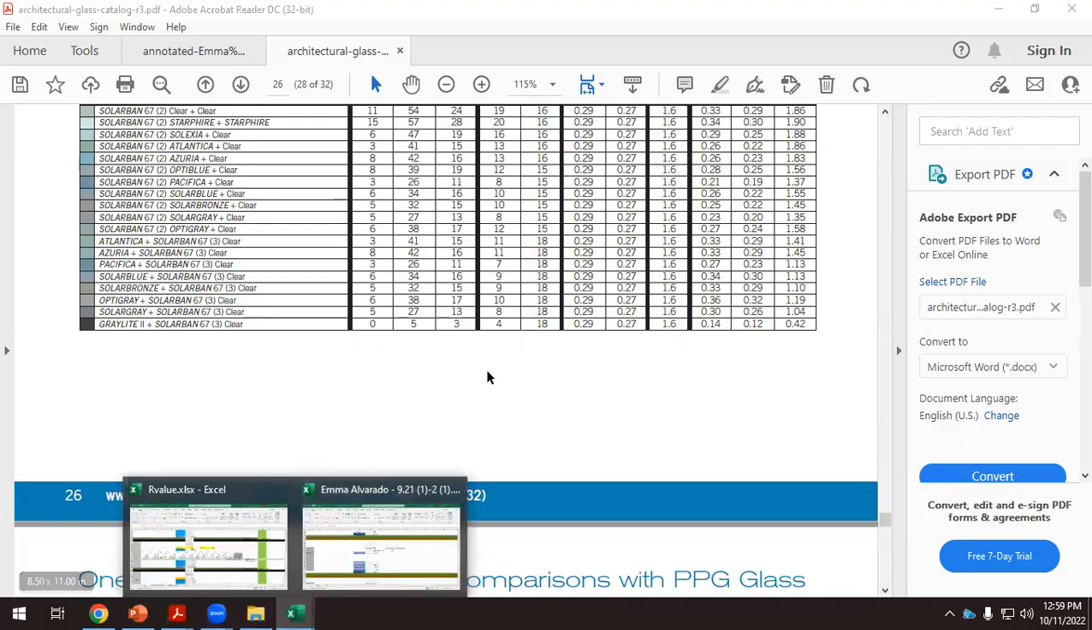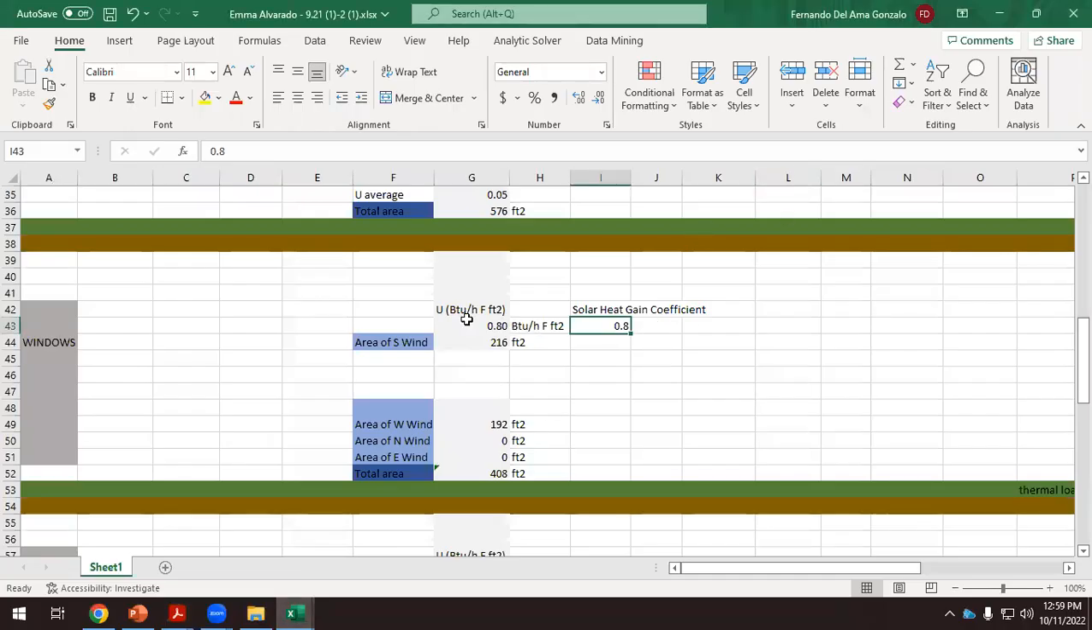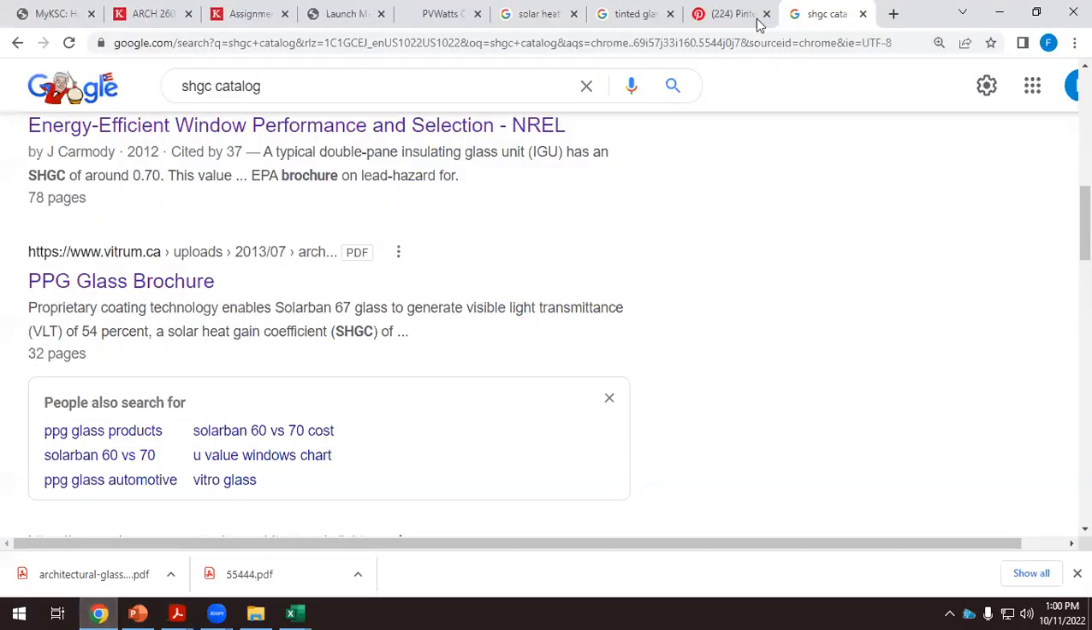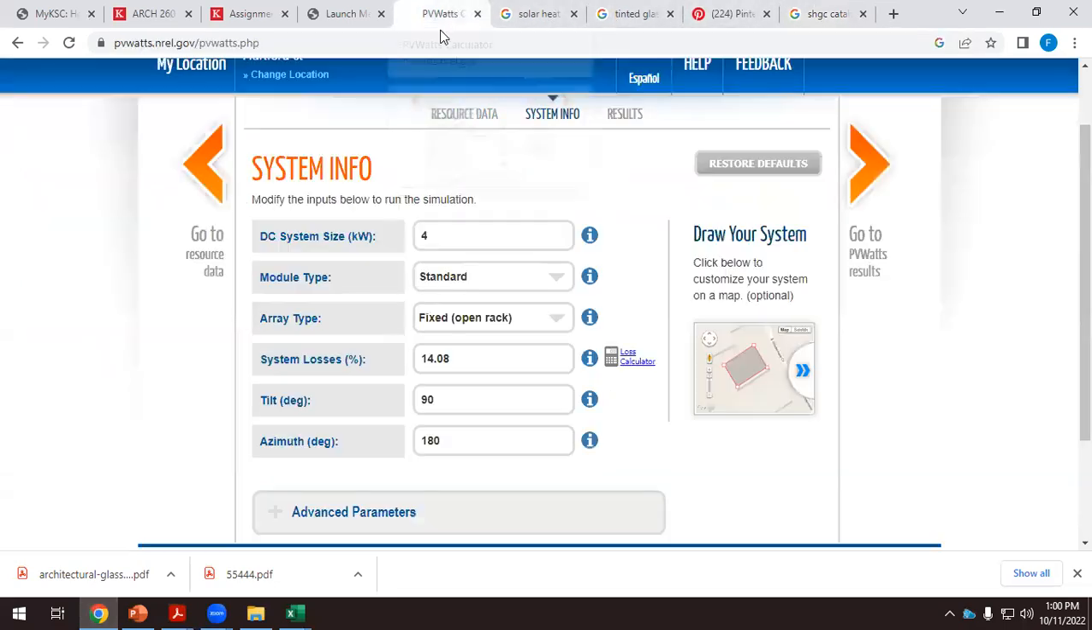So once we have decided in this catalog what kind of glass we are using, we type here the U value, we type here the solar heat gain coefficient, and then the area. The area is the area of our building, of our south facade. But we were working with PVWatts. With PVWatts, we're analyzing a window. It's south oriented because it's 180. The window is a vertical window. If it were a horizontal skylight, this angle would be 0, but 90 is a vertical window.